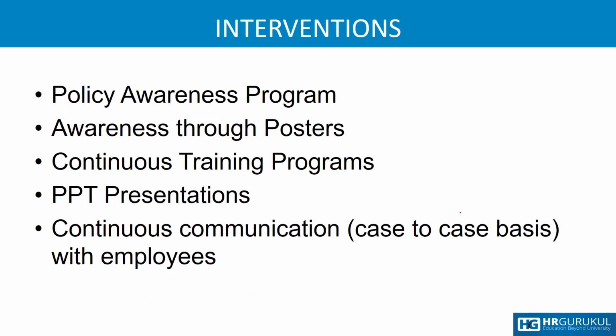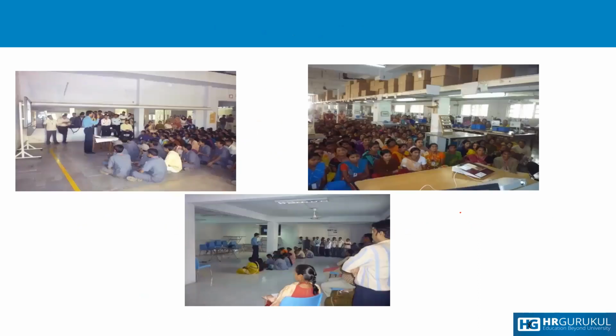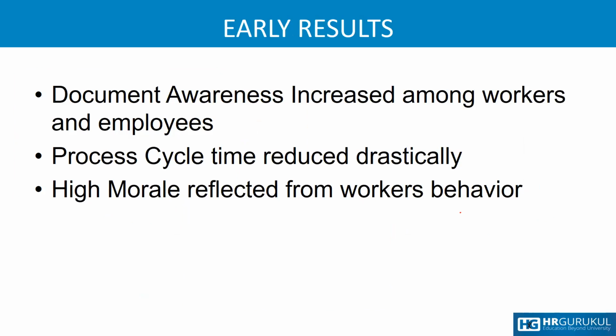So the interventions that we started were policy awareness programs, awareness posters, continuous training programs, PPT presentations, and continuous communication on a case-to-case basis. And then there was a mass communication about the awareness. Workers were not aware about the processes or the documentations, so we made presentations in the local language. Slowly and gradually the document awareness increased, and that resulted in reduction in process cycle time. After 2-3 months, there was a sudden reduction in cycle time, and high morale reflected from the workers' behavior.